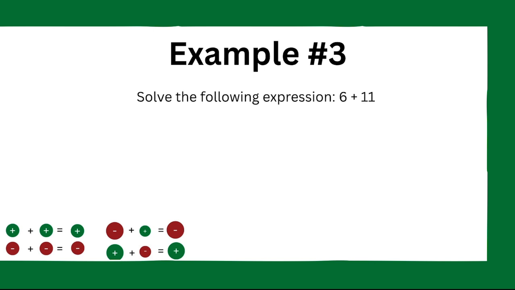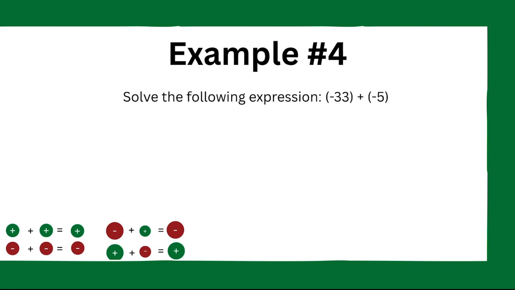Going on to my third example, I have 6 plus 11. These are both positives, so I just add accordingly. 6 plus 11, and I get 17. Going on to my fourth and last example, I have negative 33 plus negative 5. So I see that I have two negatives here. And what I'm simply going to do is add them accordingly. So 33 plus 5, I know that's going to get me 38. I just add my negative sign, so the answer is negative 38.